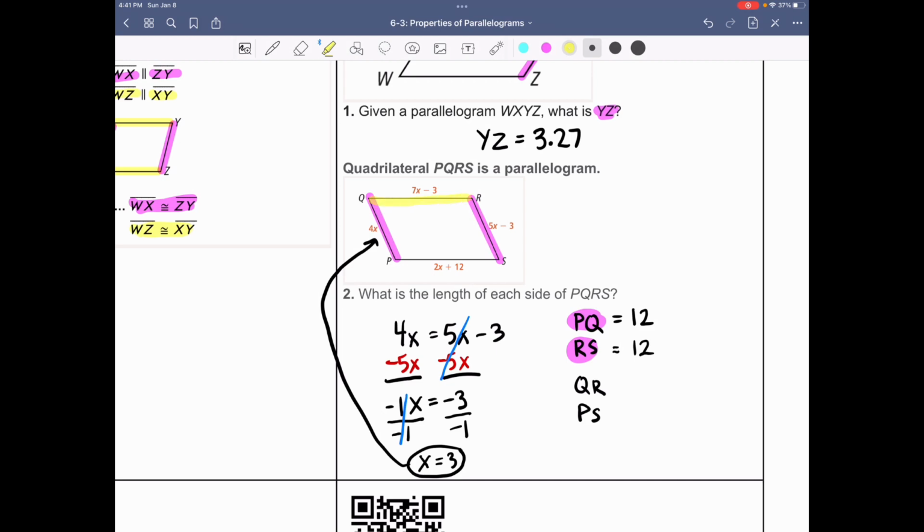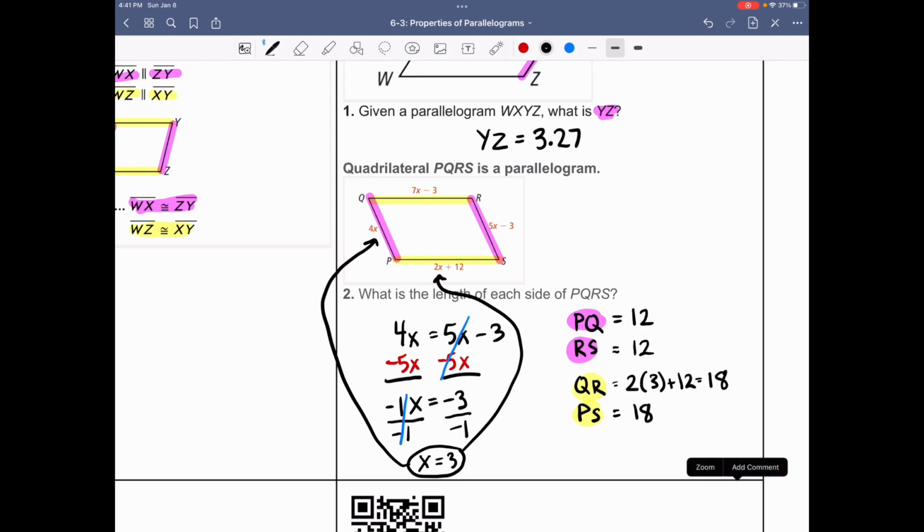Now we want to think about the other sides. QR and PS. So I will want to plug in the 3 to one of those. Would you rather plug it into the 7x or the 2x? I think the 2x is a little easier. So 2 times 3, I'll show that math. 2 times 3 plus 12. So 6 plus 12 is 18, which means that PS is also 18 because they are parallel and it's a parallelogram, opposite sides. Okay.